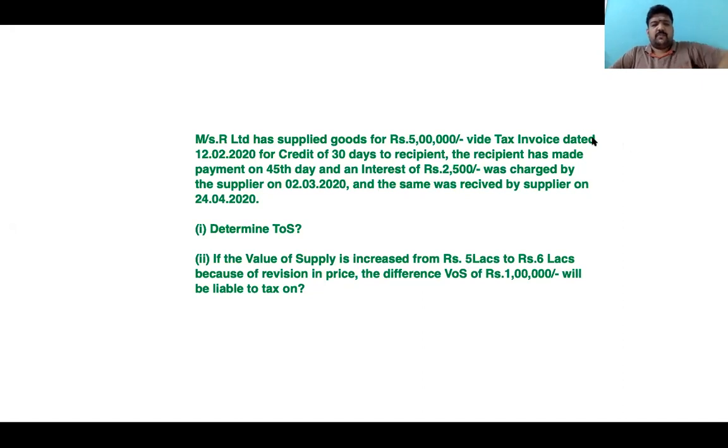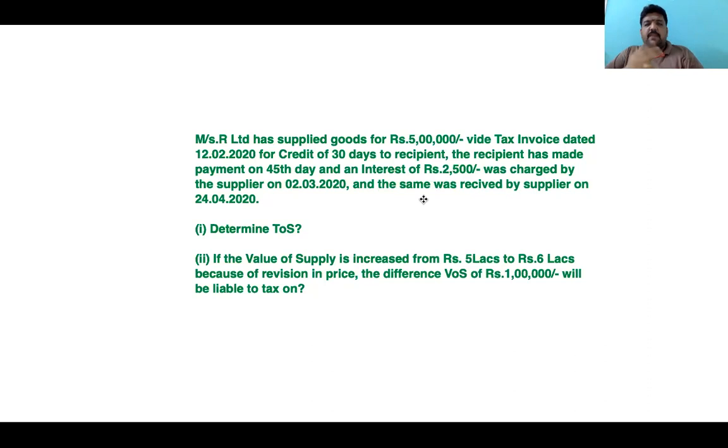Otherwise, answer is true. So for the first question, the answer would be 24/4/2020, as usual, additional consideration, which was triggered subsequent to the supply event. As the other party has not made a payment within 30 days, a small interest is collected at rupees 2,500. Time of supply will be 24/4/2020, date of receipt, not the date of invoice, because section 12.6 very clearly says goods, 13.6 for services. 12.6 very clearly says time of supply would be your date of receipt of goods.